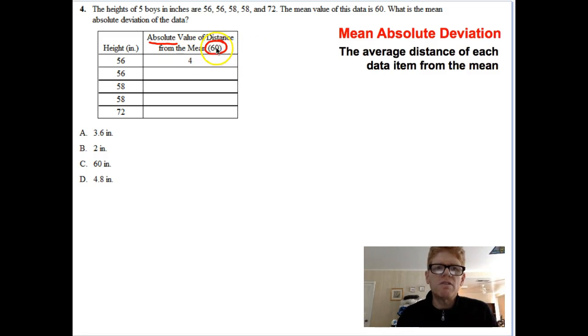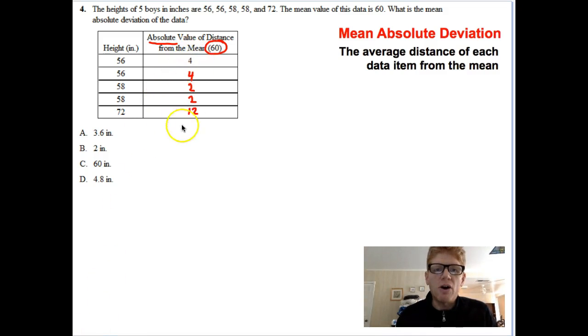Well, what is the distance of 60 from 56? Well, it's 4. 60 minus 56 is 4. Naturally, for the second one, 60 minus 56 is 4 again. 60 minus 58 is 2, and then 2 again. And then in this case, the distance between 60 and 72 is 12. But again, we're not adding any negative numbers. We're just keeping the absolute value of the distance from the mean.